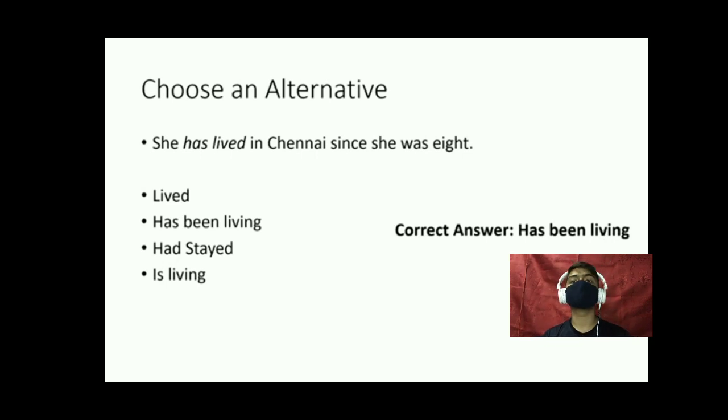Then moving on to the next question: she has lived in Chennai since she was 8. There is a grammatical mistake, as you can see. With since we generally apply the present perfect continuous. So the right answer is she has been living.